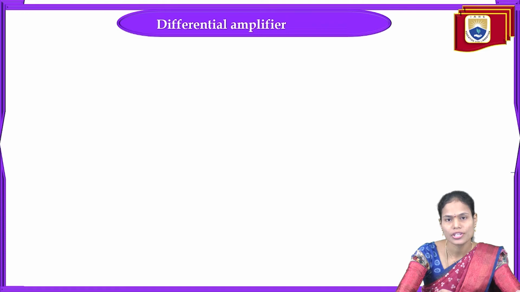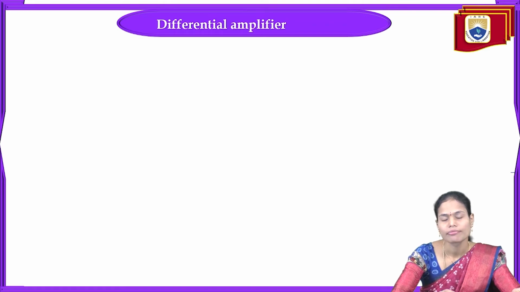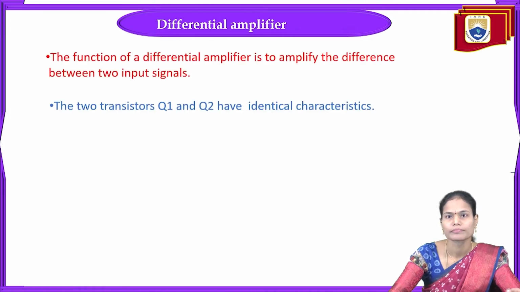Coming to the differential amplifier, the name itself indicates that it will amplify the difference of the two applied input signals. In the case of a differential amplifier, we provide two input signals to the amplifier. To design this type of differential amplifier, we require two identical transistors. In the case of a normal amplifier, we utilize a single transistor, but to design the differential amplifier, we require two transistors to get the two input signals and to achieve amplification of the difference of the two input signals.